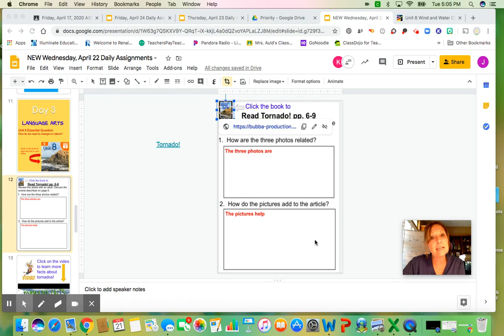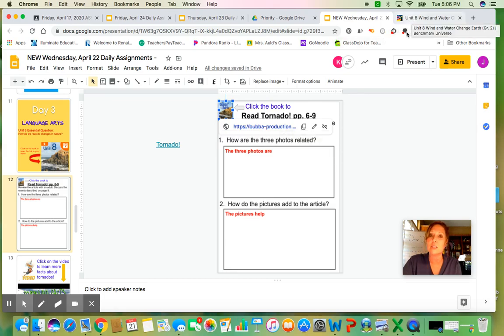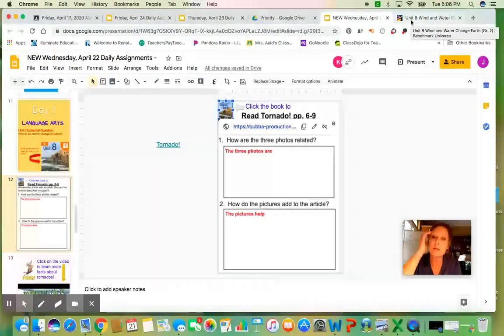We're reading again the article about tornadoes, okay, and it's in our textbook. Remember, up here at the top is where you click the link to open your book. So click on that. It'll take you to sign in with Google, and you will go directly to the book, our close reading book for this.